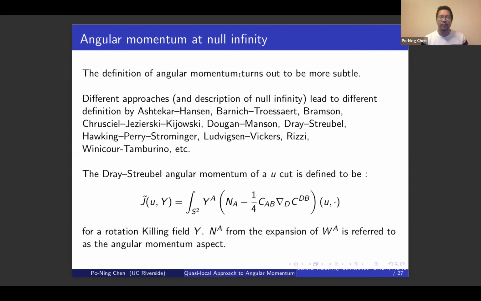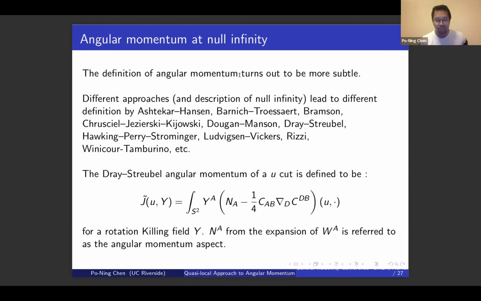Now, the angular momentum at null infinity turns out to be much more subtle. There are different approaches and different distributions at null infinity, which lead to different definitions. So there's Ashtekar-Hansen, Barnich-Troessaert, Brown-York, Chruściel, Dray-Streubel, Hawking-Perry, Strominger, Rizzi, and so on and so forth. And this is not a complete list.